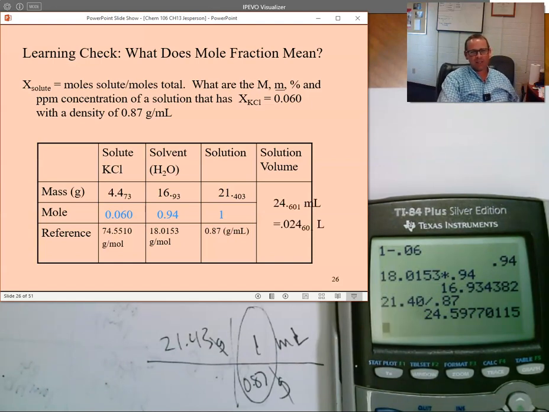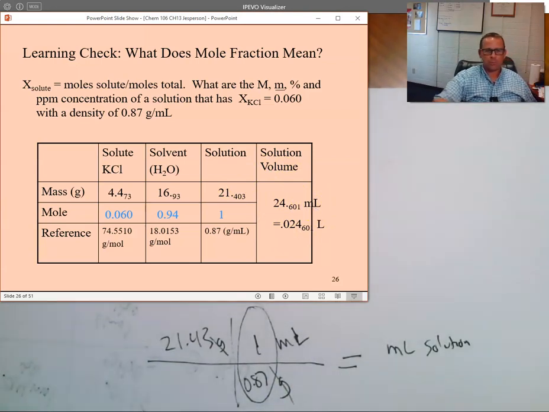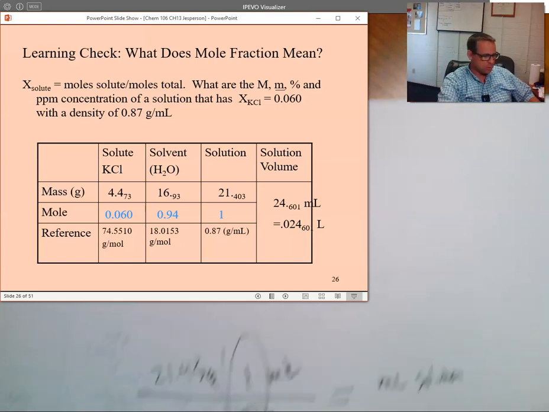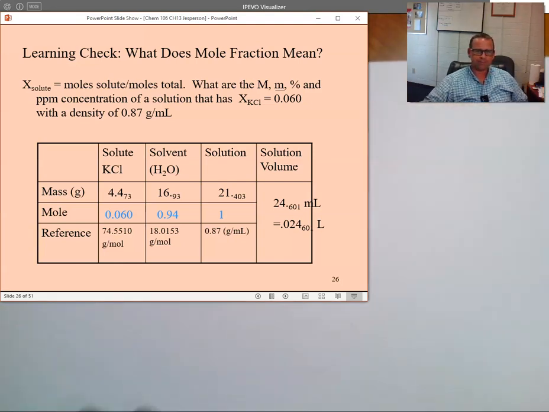24.6 about then, or 0.0246 liters. Okay, very good. So, from that information, who's up? Aisha, can you tell us what the molarity of our solution must be? What's the molarity of our solution? What numbers do we need to use to get the molarity here?